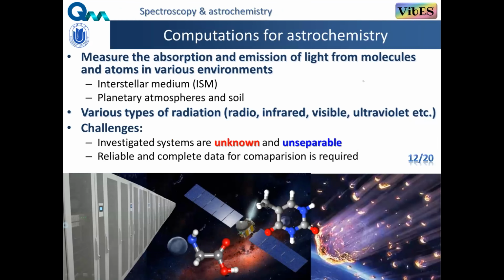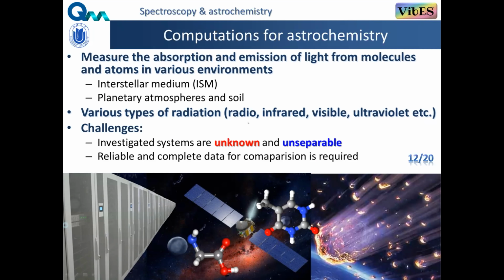So with this, I will move to the computations for astrochemistry, which are kind of important. I will introduce a little bit more about astrochemistry because I think it's not a very common topic for this audience, but I think it's very interesting. Most of the information which we have is from measurement of absorption or emission of light. So it's again light-matter interaction in different environments, and astrochemical environments can be the interstellar medium, but also planetary atmospheres or planetary soil that we can also access.